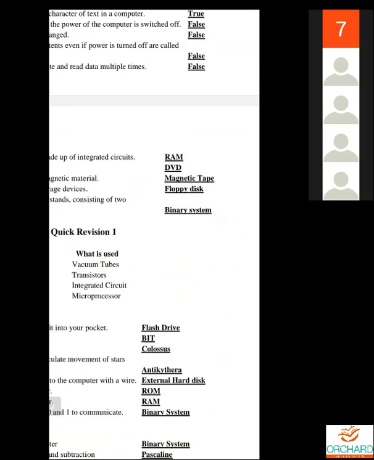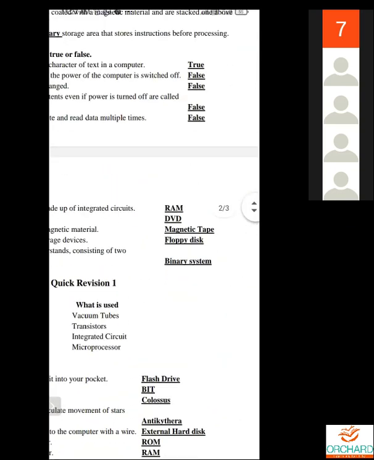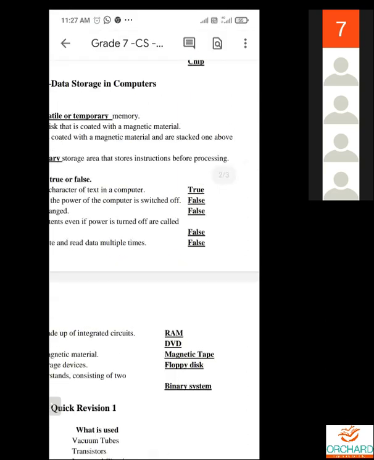So with this, the second lesson book back exercises are over, children. If you have any doubts, you can ask me. We will see the revision in the next class.